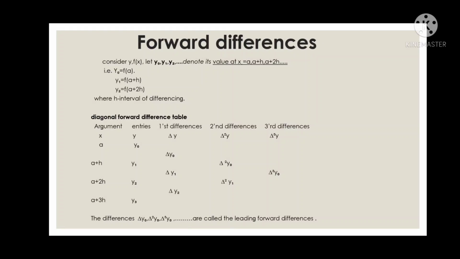Now in this, delta y0, delta square y0 and delta cube y0 are taken as the leading forward differences. So from the diagonal forward difference table, in the case of forward differences, the leading differences are delta y0, delta square y0 and delta cube y0. These are the leading forward differences. The forward difference operator delta of f of x can be defined as f of x plus h minus f of x.